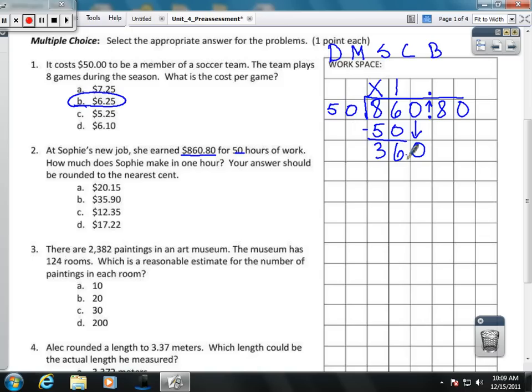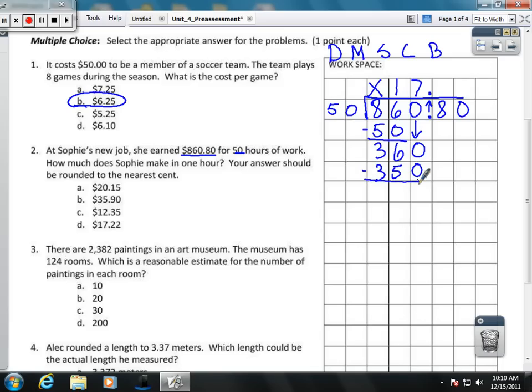50 goes into 360. Well, here is what I am thinking in my head. Let's see. 50 and 50 is 100. There's 2 more 50s in 200, so that's a total of 4. There's 2 more 50s in 300. That's a total of 6. Let's try 7 and see how that works. So 7 times 50. 7 times 0 is 0. 7 times 5 is 35. So 7 times 50 now is a total of 350.